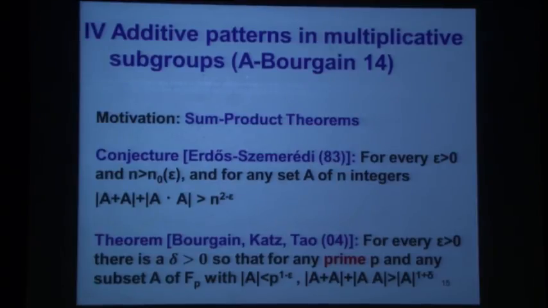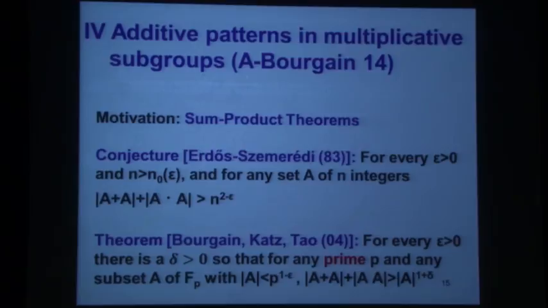So that for any prime field, and it's important here to take a prime field because we don't want to have subfields, if we take a subset A of this finite field F_p with p elements, and the size of A is still not close to everything, so it's at most p to the 1 minus epsilon, then the number of sums plus the number of products is at least |A| to the 1 plus delta. So again, either we have many sums or we have many products, significantly.